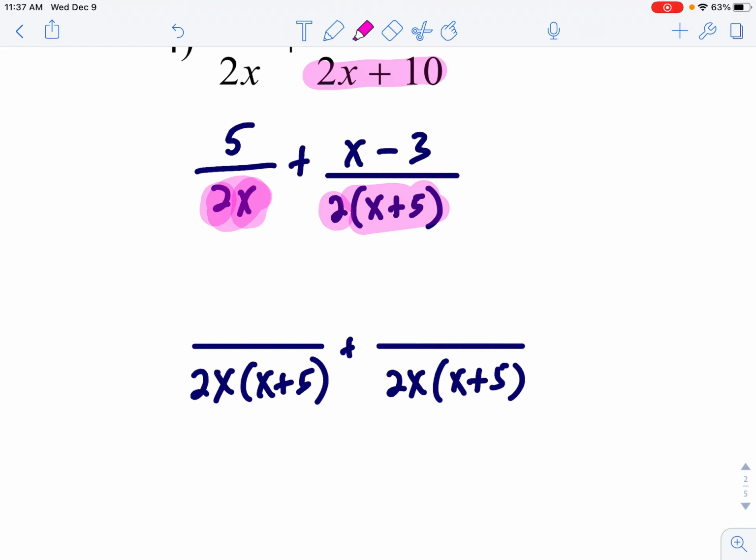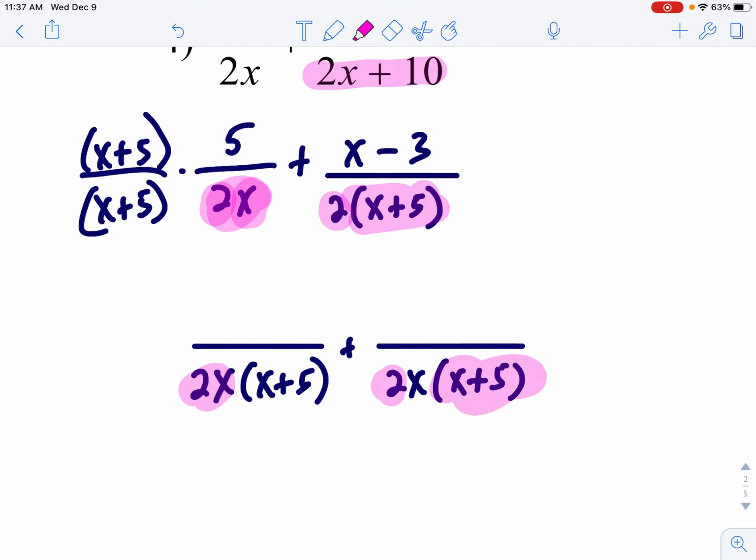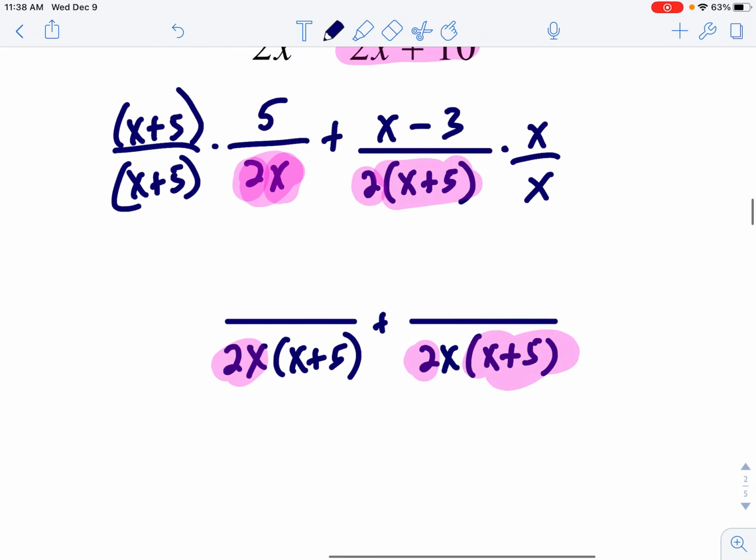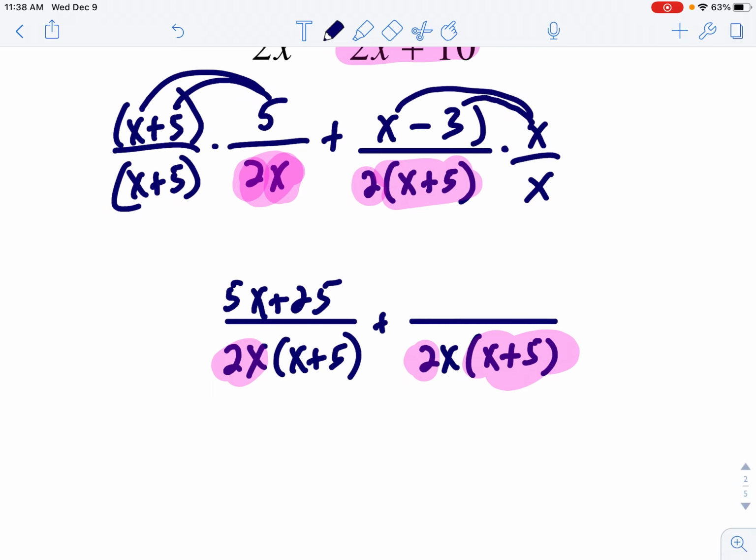So my first fraction has the 2x, so I have to multiply this one by x plus 5 over x plus 5. My second fraction has the 2 and the x plus 5, but it does not have the x, so I have to multiply this one by x over x. You got that? So here I get 5x plus 25, and here I get x squared minus 3x.